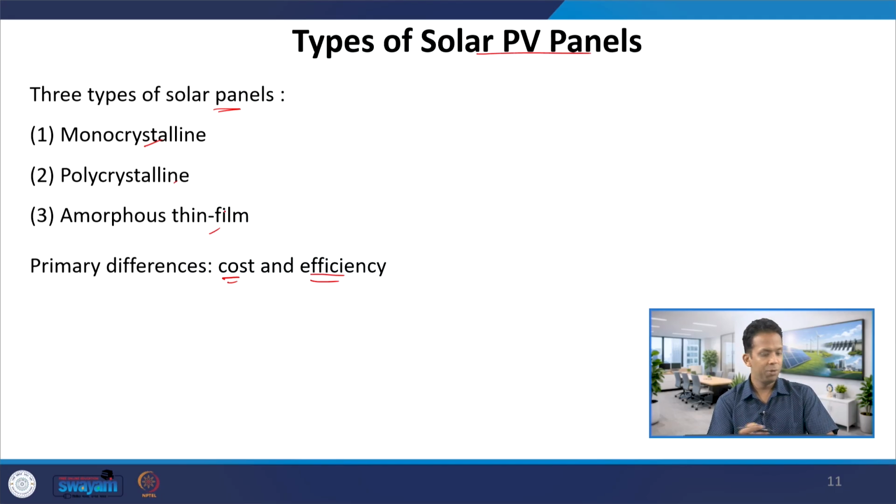In crystalline also it can be monocrystalline, where all the crystals of silicon are homogeneous. So, it will be very expensive to make a homogeneous crystal of silicon and then convert it into a solar panel, compared to a polycrystalline where heterogeneous crystals can exist. Amorphous, thin film, is flexible, good for curved surfaces, and not crystalline.